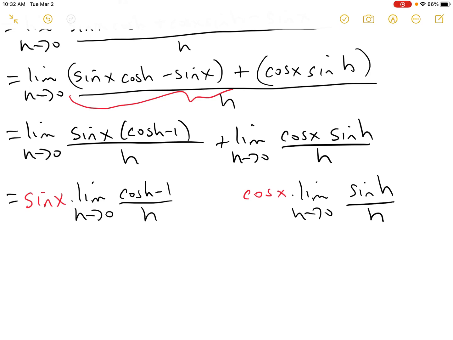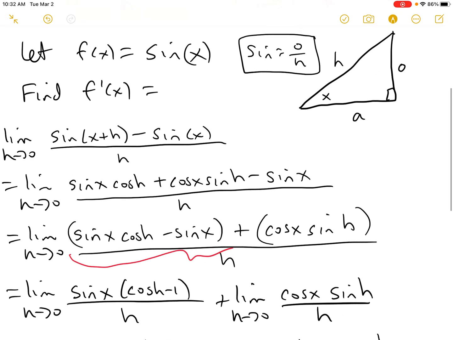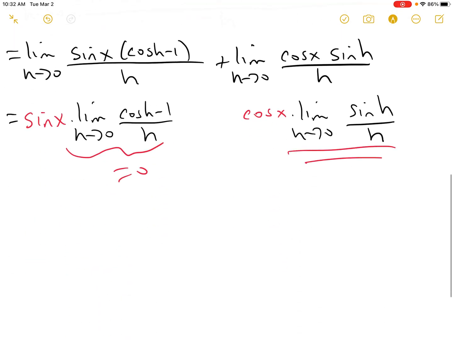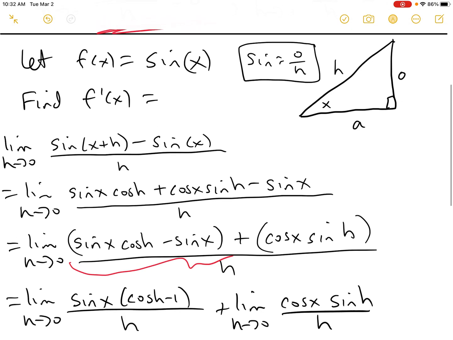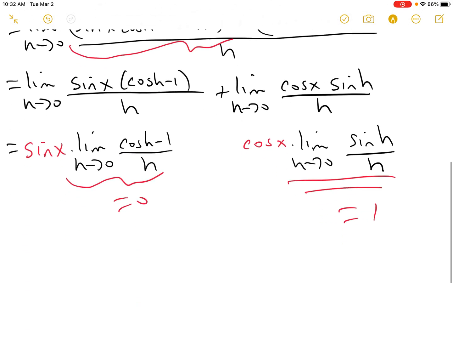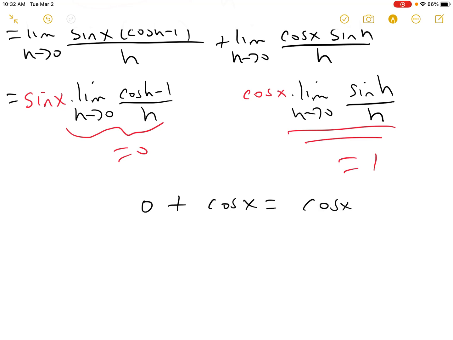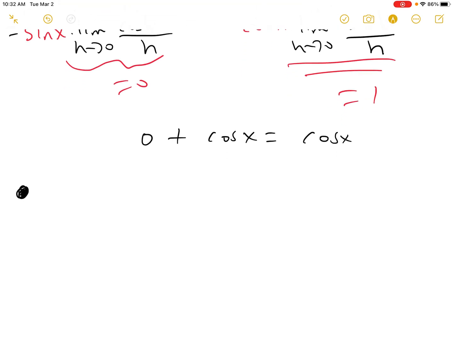All right, and from up above, that equals 0, right? And from up above, that equals 1. And so we have 0 plus cosine x, which is cosine x. All right, so the derivative of sine x is cosine x. Sweet.